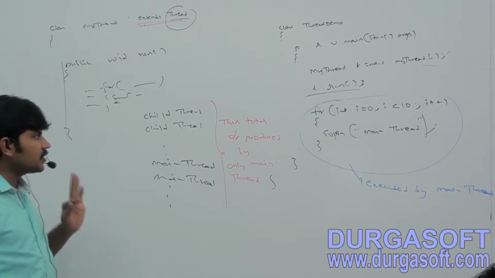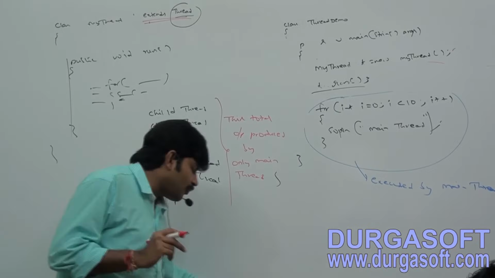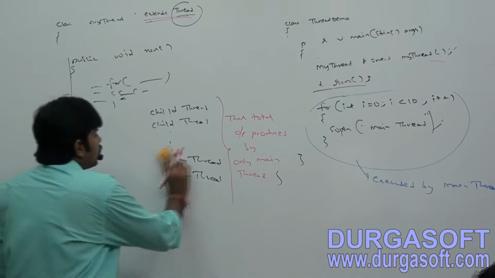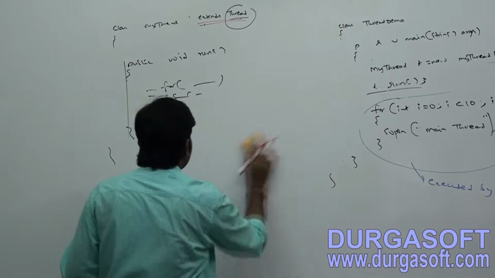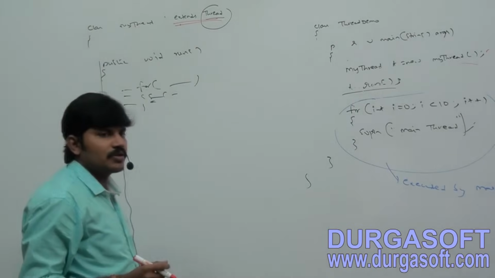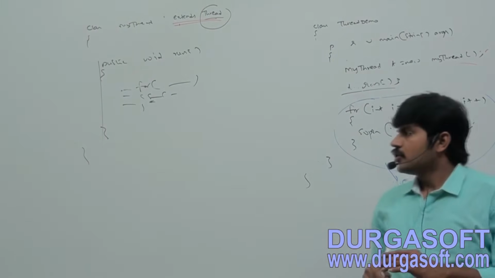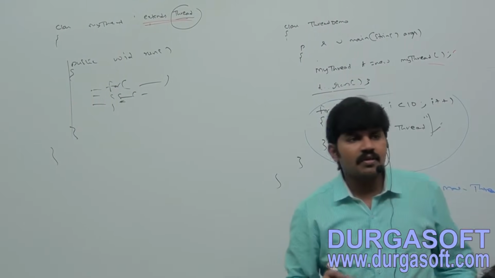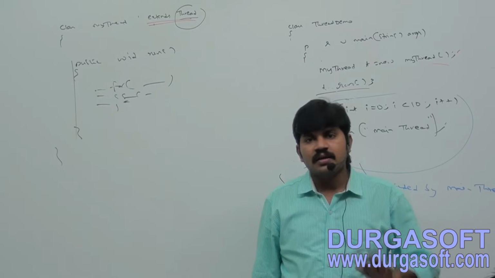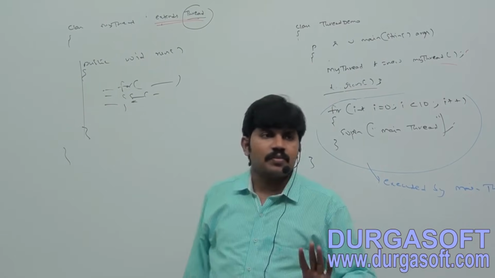Now the next point here, just observe. It is also a very, very important conclusion. If you want to start a thread, which method do we have to call? The start method. If I call the run method, what will happen? The run method will be executed just like a normal method call.